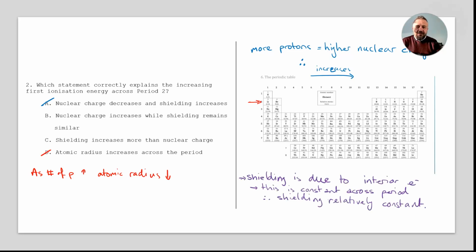We also know that shielding is due to the amount of interior electrons. This is actually constant across the period. For example, lithium here has 2 internal electrons and 1 valence electron. Beryllium has 2 internal electrons and 2 valence electrons, but it's the interior electrons that cause shielding, so that's pretty constant across the period. So the shielding does not increase more than the nuclear charge. In fact, the nuclear charge increases while shielding remains fairly similar.